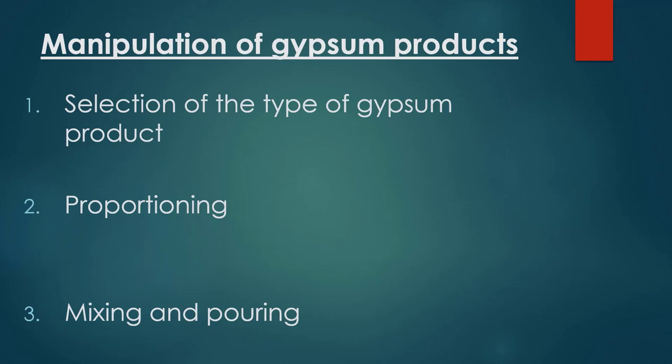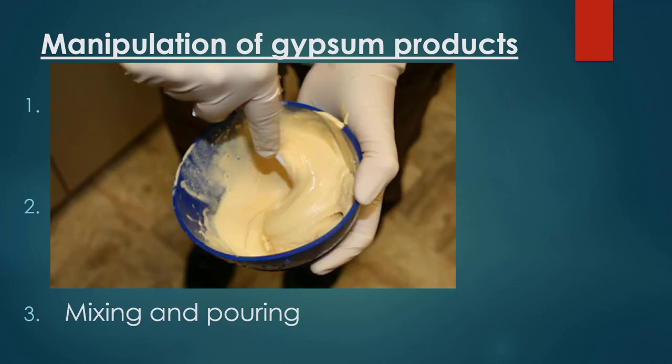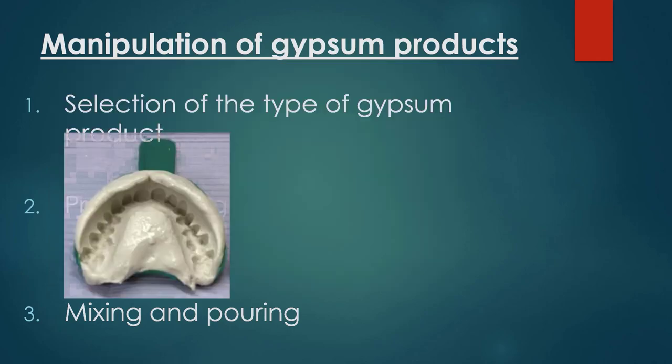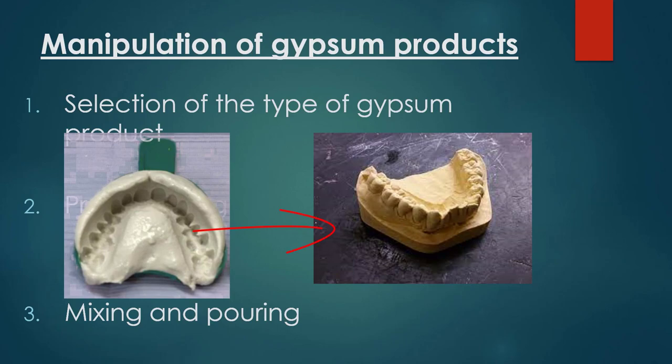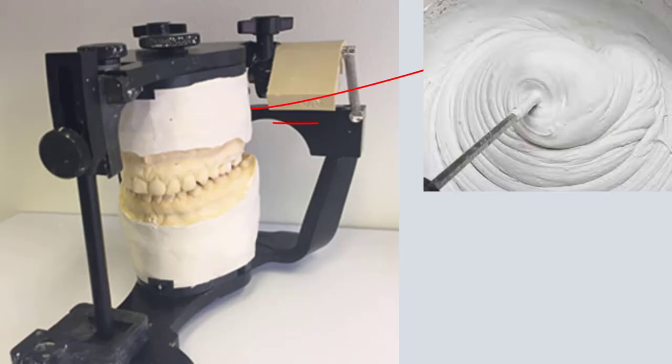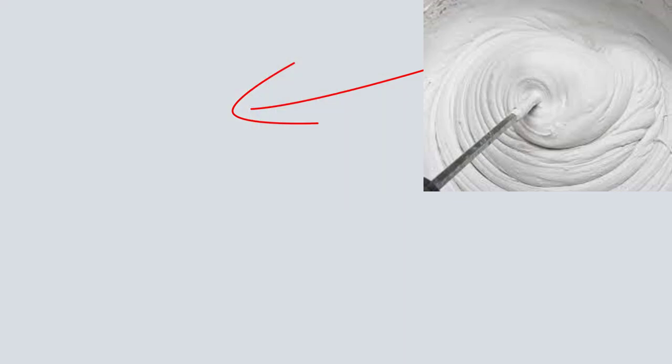Now after the mixing is done, and we have finally achieved the consistency we desired, which is a creamy consistency most commonly used in dentistry, we pour the mixture onto an impression to produce a cast or a die, which is used for investing. Or we can also use the mix to attach a cast onto an articulator, as you can see in this picture. Don't worry much, you'll understand everything once you get started actually working with the materials.